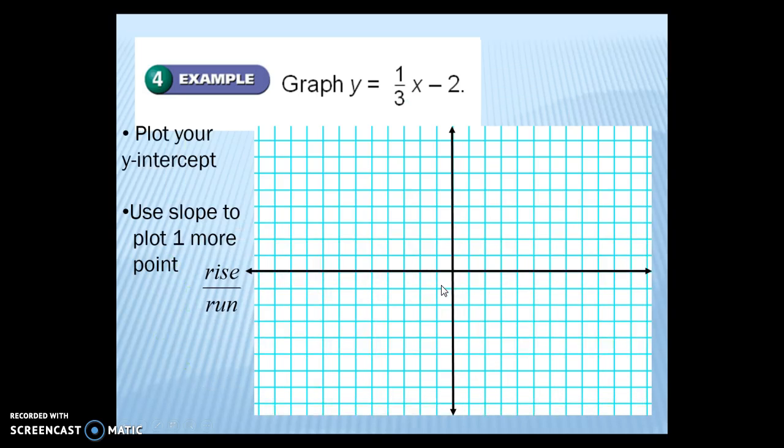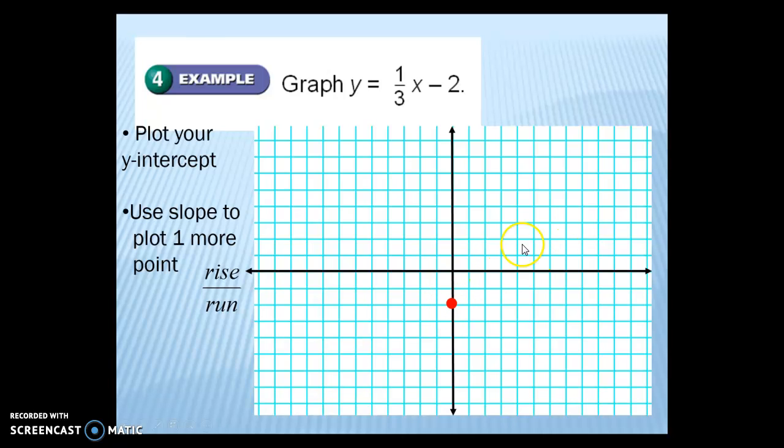All right, I think the most important part of this lesson is graphing something in slope-intercept form. So what we're going to do, we're going to plot our y-intercept, and we're going to use the slope to plot one more point, and we're going to use our slope as rise over run. Rise, how far I'm going up or down, in this case up, and how far I'm going to the right, in this case 3. So my y-intercept is -2. I'm going to put a dot there. Okay, down 1, down 2, -2.